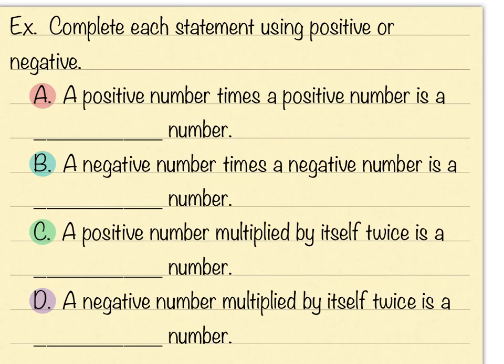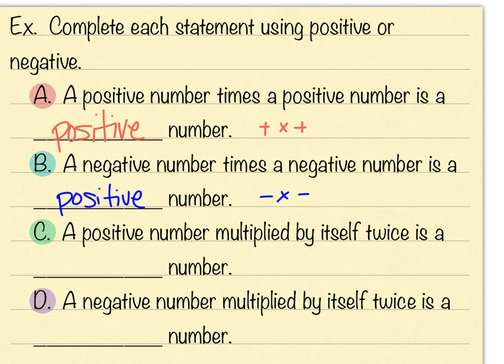All right, let's wrap up this section. It says complete each statement using positive or negative. Let's see how well we can remember these. It says a positive number times a positive number is a blank number. And so if I'm squaring a positive number, positive times a positive, that's going to be positive. A negative number times a negative number. What's that going to be? Well, a negative times a negative is also going to be a positive number, which is why anytime we square a number, it has to be positive.